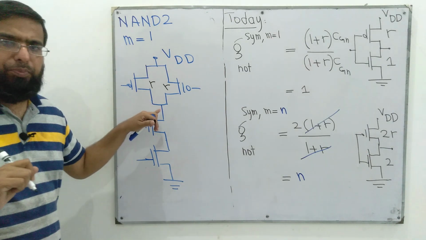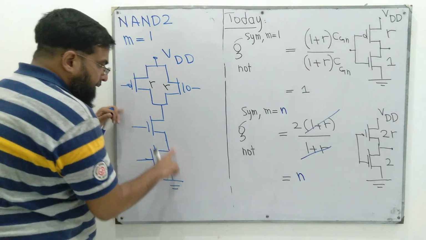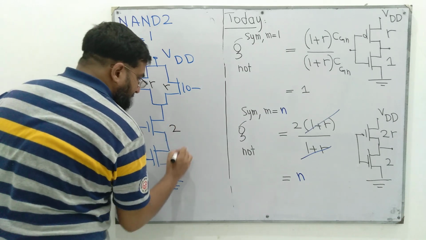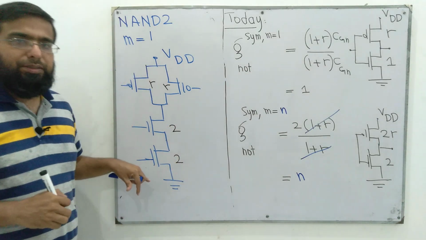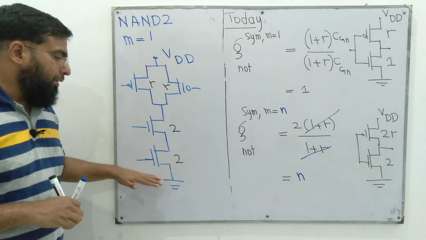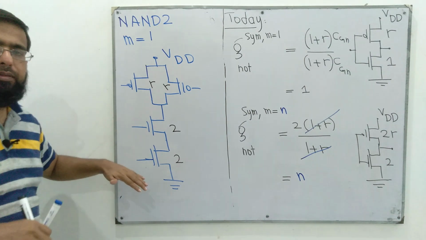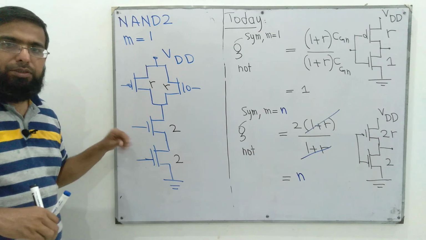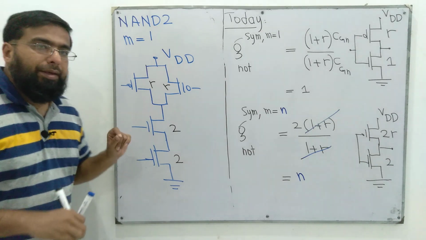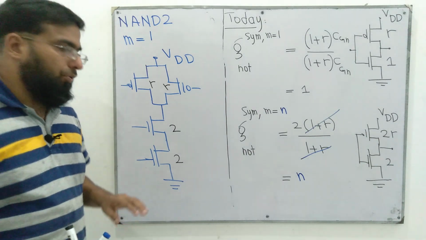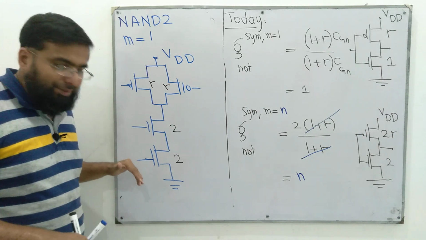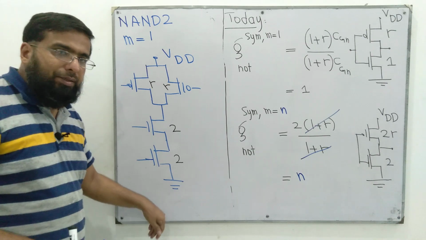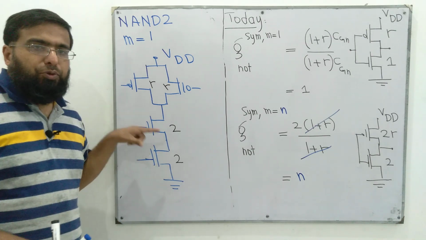The aspect ratio is proportional to R, where the aspect ratio of these two series connected transistors has to be 2 because they are always in series, and in the worst case they both conduct and the resistances come in series. So to have a delay that is equal to the delay of a NOT, they have to be 2 times in size. We have already studied that. And if there are 3, the aspect ratio of each would be 3.